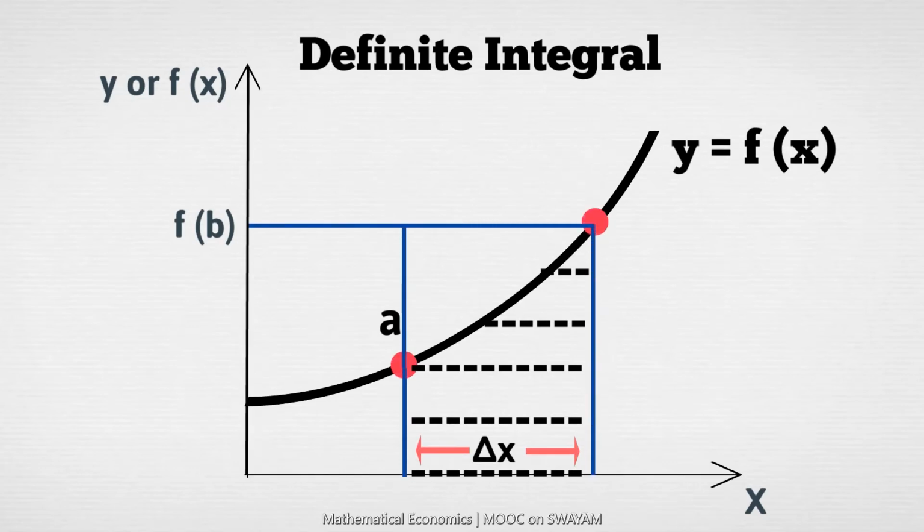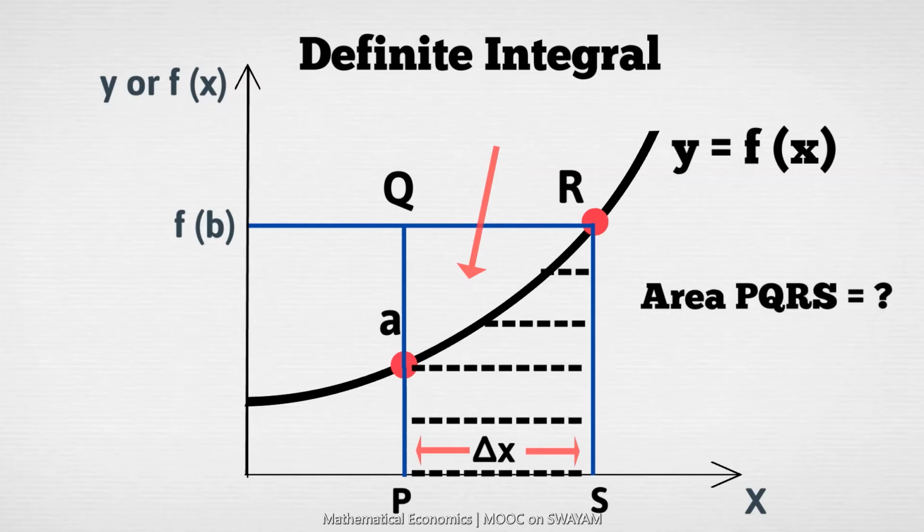To find the area under the curve between a and b, we may find the area of the rectangle PQRS and then subtract the region AQR. With the given information, can you find the area of the rectangle PQRS?